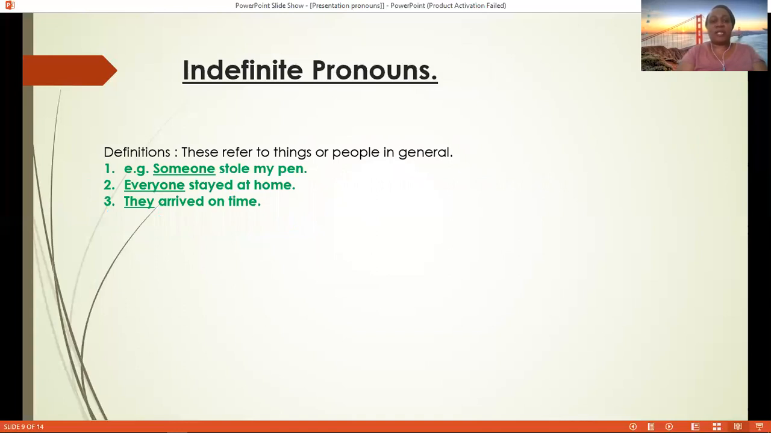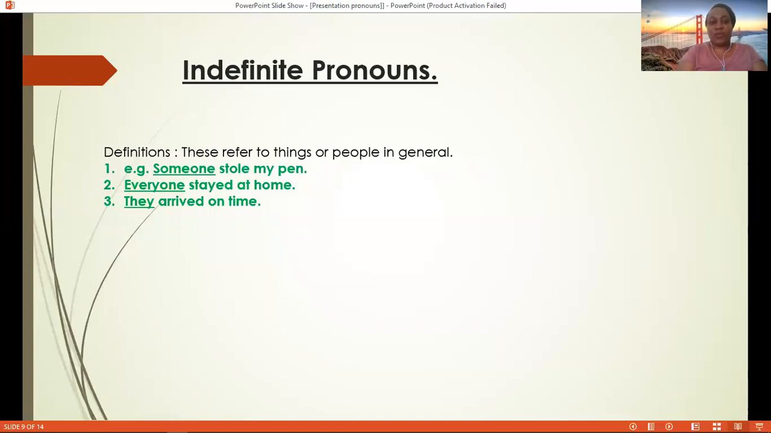Indefinite pronouns. What are these? These refer to things or people in general. Referring to things or people in general. Indefinite pronouns. For example, someone stole my pen. So it's indefinite. We do not know who exactly stole the pen, but someone did.